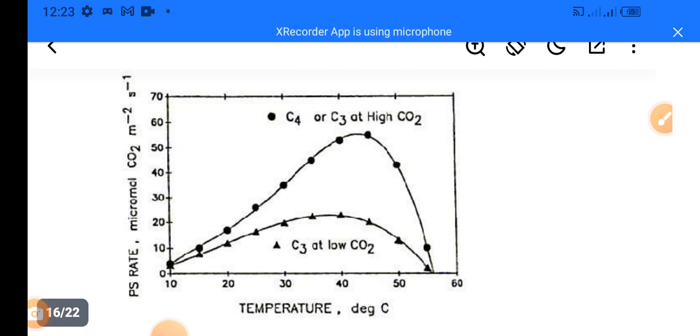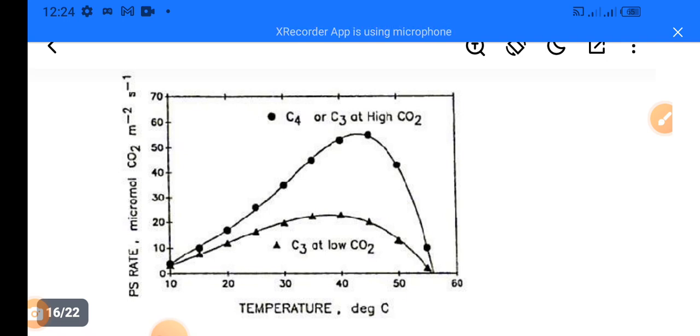So another observation we can identify from that graph is that C3 plants have a higher compensation point than C4 plants. I'm going to talk about compensation point in the next part after looking at some of these factors. The explanation for that is that the PEP-C has a higher affinity for carbon dioxide.